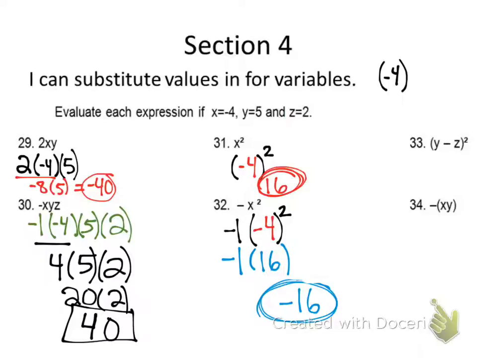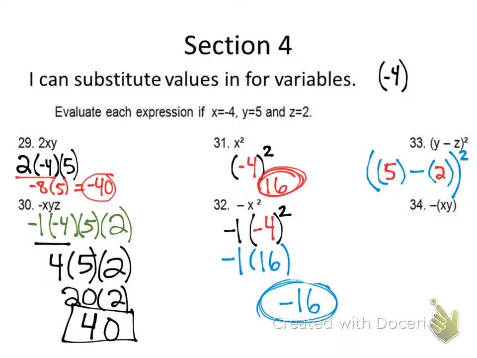All right, number 33. Now, if the problem has parentheses, you need to keep those. So I'm going to have parentheses, and then inside parentheses, whatever y is, and then inside parentheses, whatever z is, and then close the big parentheses, and then a squared. Lots happening here. What goes in the y parentheses? 5. What goes in the z parentheses?